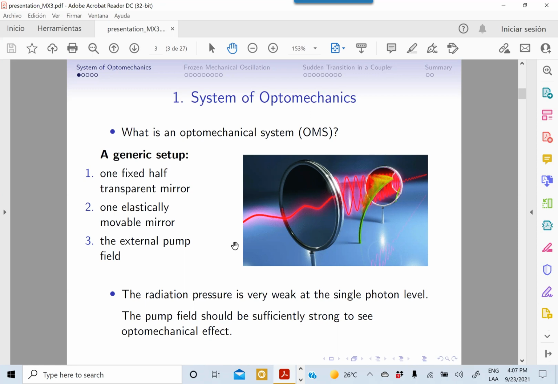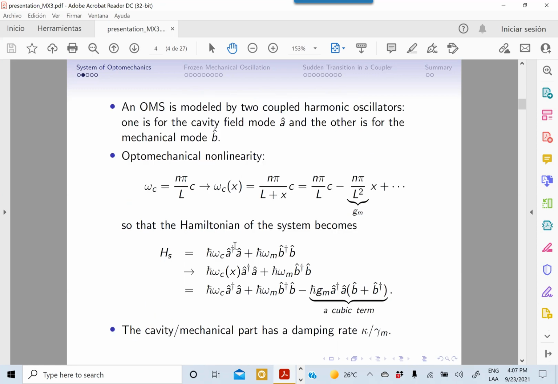Okay. In mathematics, we model an optomechanical system by two simple harmonic oscillators. One oscillator stands for the cavity field. We use a to stand for this mode. It's just the cavity field mode. The other stands for the mechanical mode, b. These two modes can be coupled in a nonlinear way. And it's very straightforward to see where the nonlinearity of optomechanics arises through a very simple mathematical derivation.